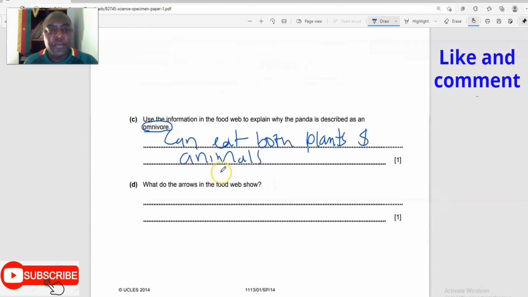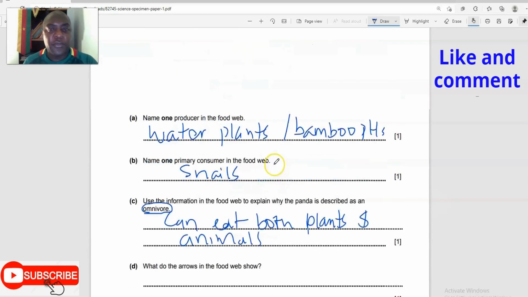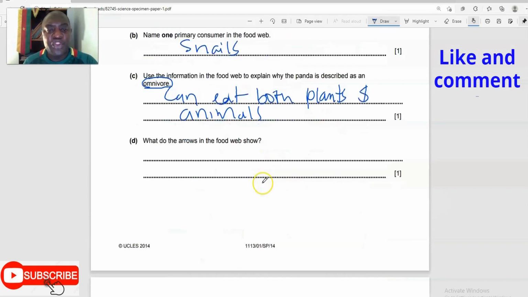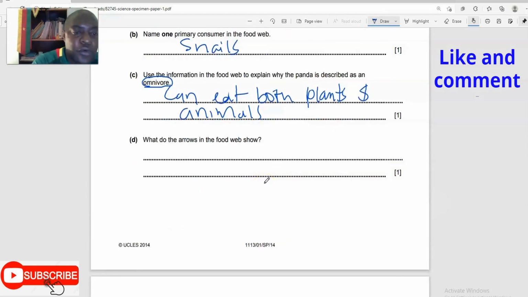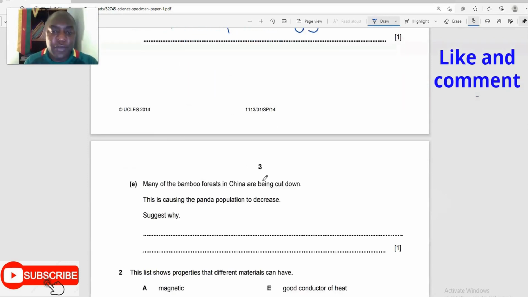Then, D, what do the arrows in the food web show? Let's look at the food web. These are the arrows right here. What do they show? They show the flow of energy. That is what the arrows represent.